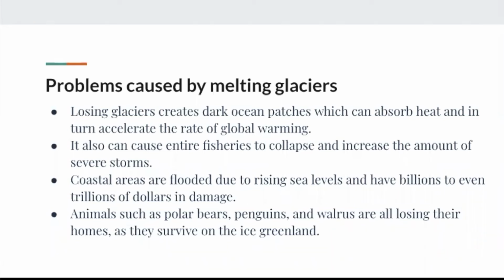Animals such as polar bears, penguins, and walruses are all losing their homes as they survive on the ice in places such as Greenland and Antarctica. And if they do lose their homes, we're going to lose those species, which could be really terrible, because we don't want to be the problem for why so many species had to go extinct.